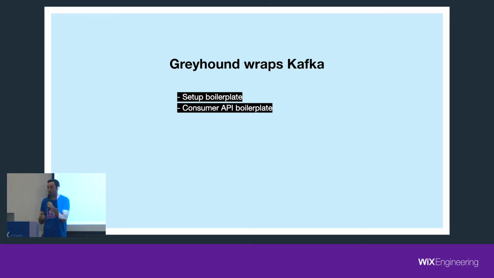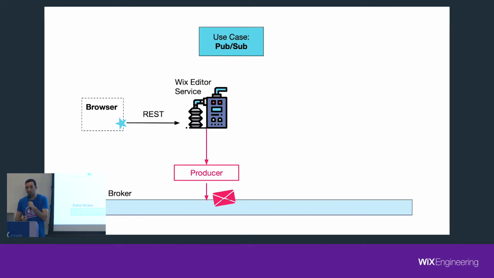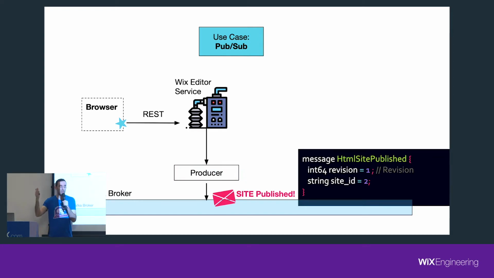Okay, we talked about these two issues. Now let's see a first use case at Wix. It's the classic publish subscribe. We have the Wix editor service here, and it serves our Wix users who edit their sites, and sometimes they click publish when they want the new version to be available to the world. You can see here a protobuf message, HTML site published, with a revision and site ID. And the Greyhound producer can easily serialize it. It uses JSON behind the scenes.